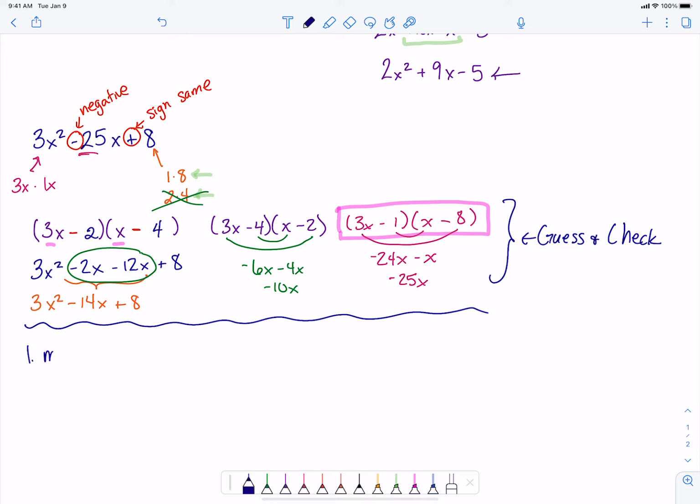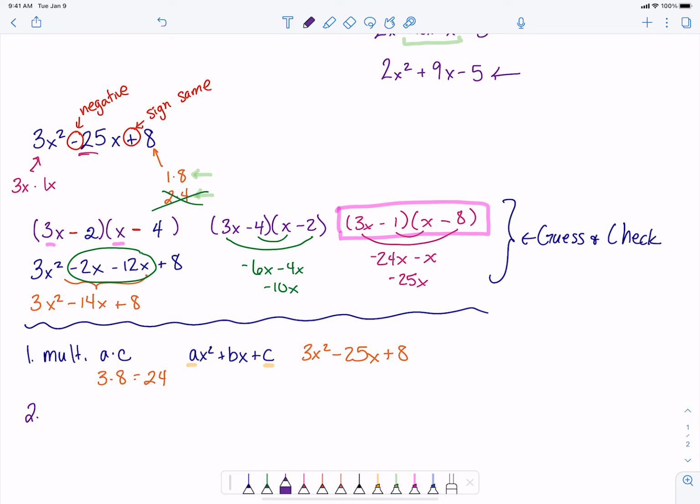So number 1 is to multiply a times c. The a and c that we're talking about is with a quadratic written in standard form. The a is your coefficient on your x squared, and your c is your constant term. So we're going to multiply those two together. In the problem that we're doing, our a is 3 and our c is 8, and so we get 24.